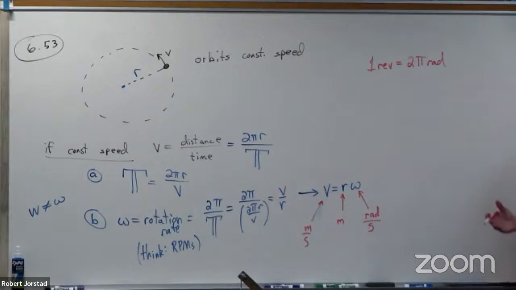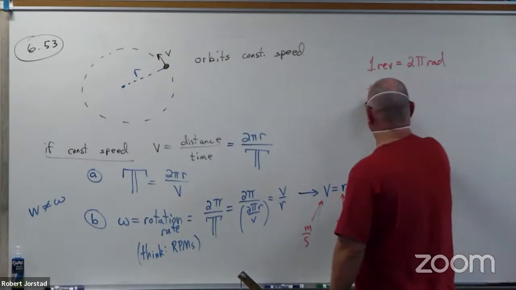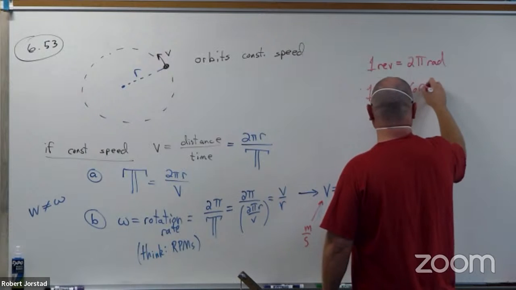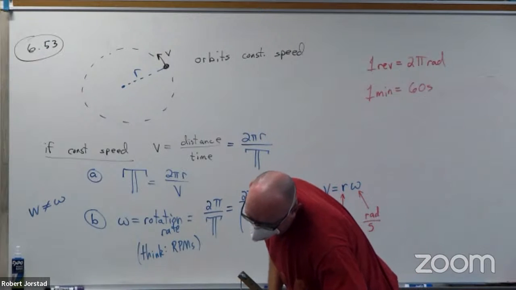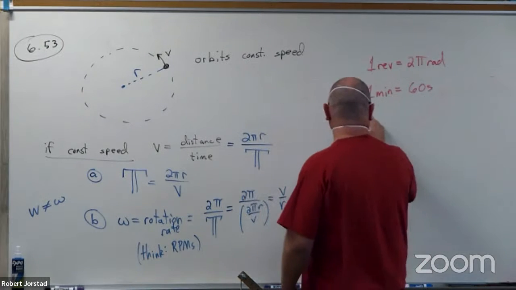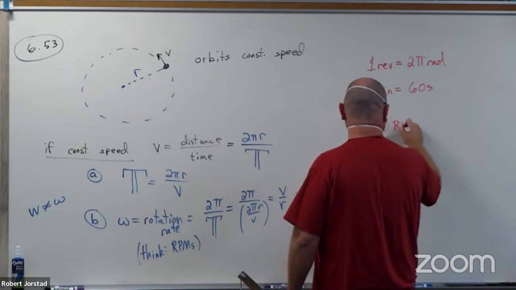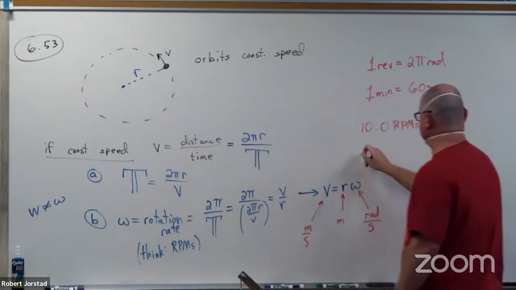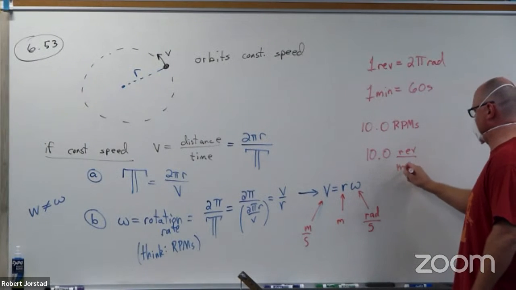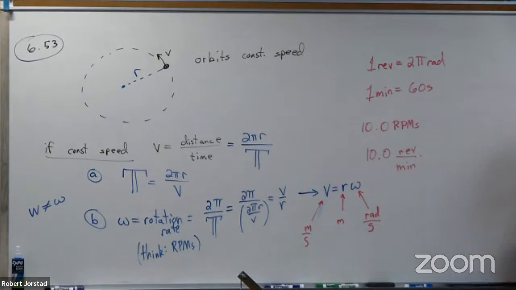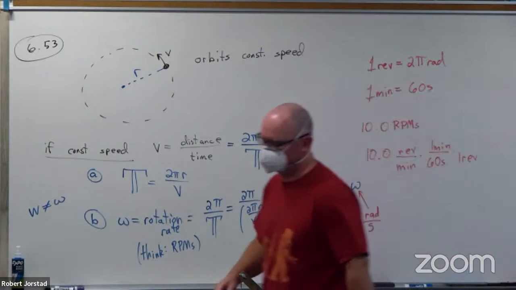Right? And so you could actually convert. We have 1 minute is 60 seconds. If you had, like, I don't know, what number did I give? We had 10.0 RPMs. That's 10.0 revolutions per minute. I guess I am doing part C. Don't overthink it. I could say 1 minute equals 60 seconds. 1 rev. I'm going to run out of whiteboard.